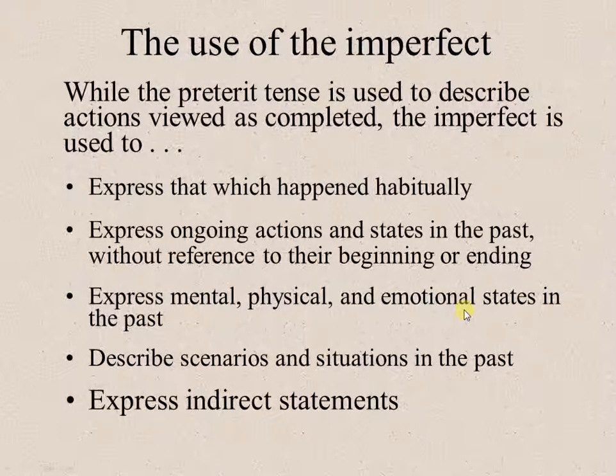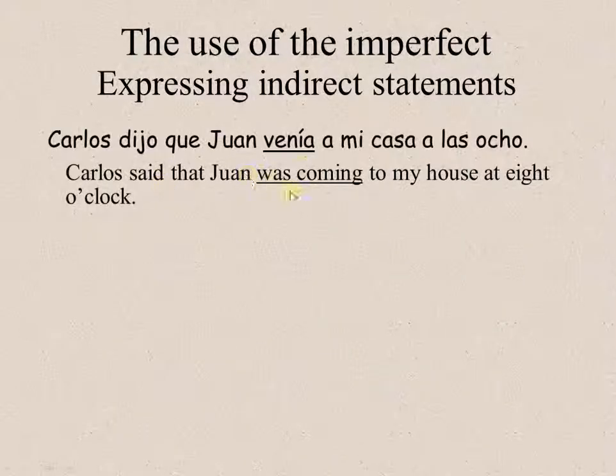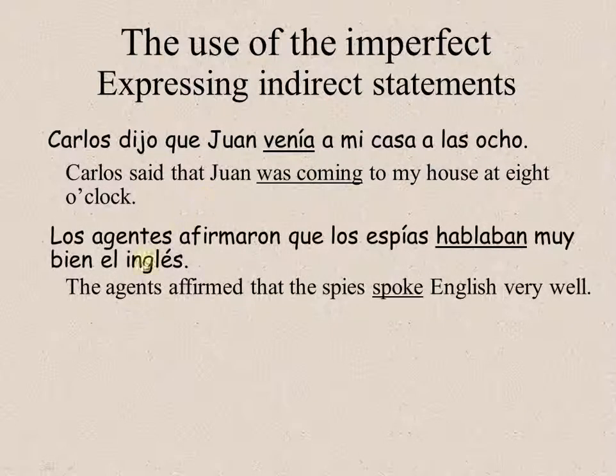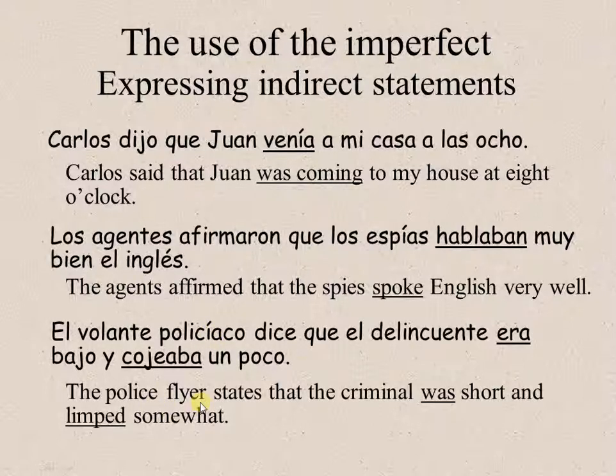The last use of the imperfect that we are seeing today is to express indirect statements. Carlos said that Juan was coming to my house at 8 o'clock. Okay? So you could express that was coming using the imperfect. Carlos dijo que Juan venía a mi casa a las 8. The agents affirmed that the spies spoke English very well. Los agentes afirmaron que los espías hablaban muy bien el inglés. The police flyer states that the criminal was short and limped somewhat. El volante policíaco dice que el delincuente era bajo y cojeaba un poco.